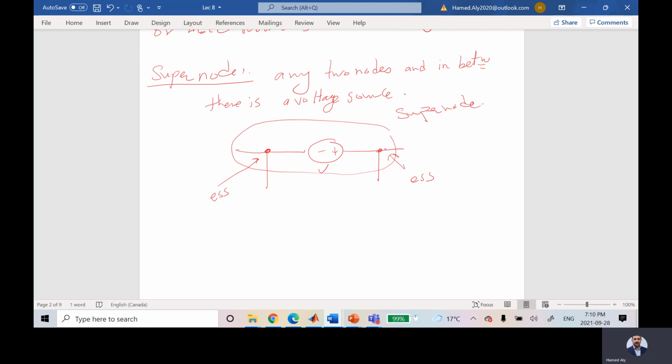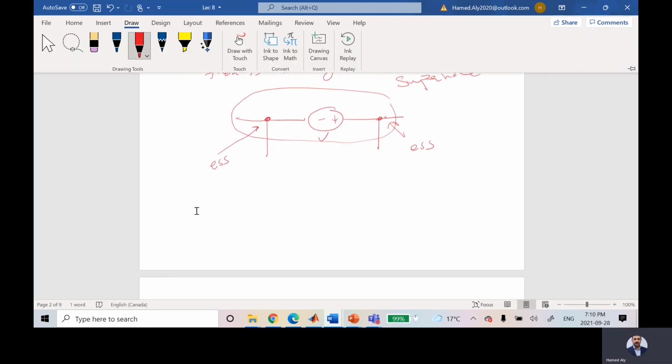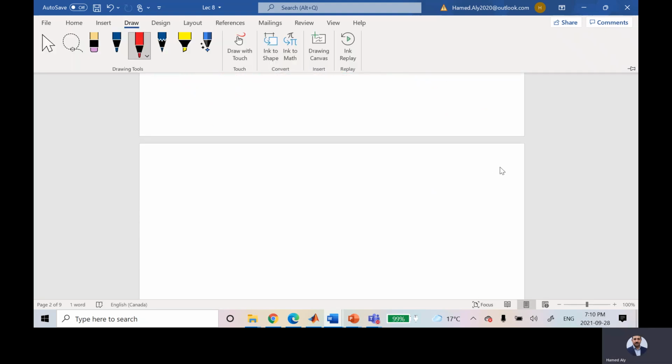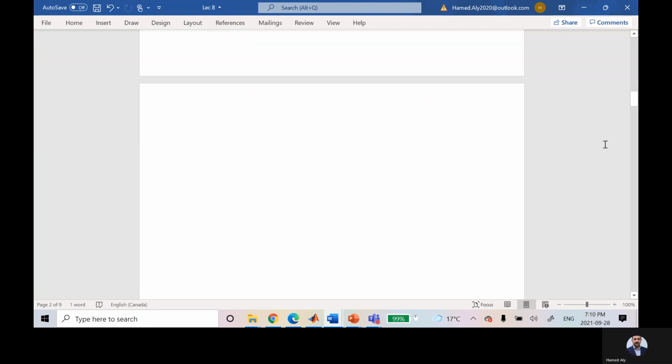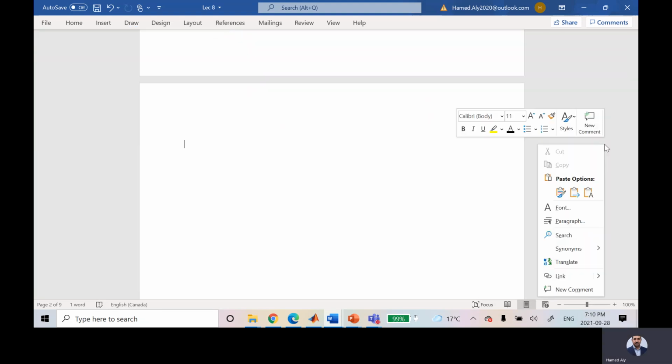Just one minute, and I'll open the floor for questions. Let me complete that first. Let me give you an example on why we are talking about supernodes. Let us solve a problem related to the node voltage method.